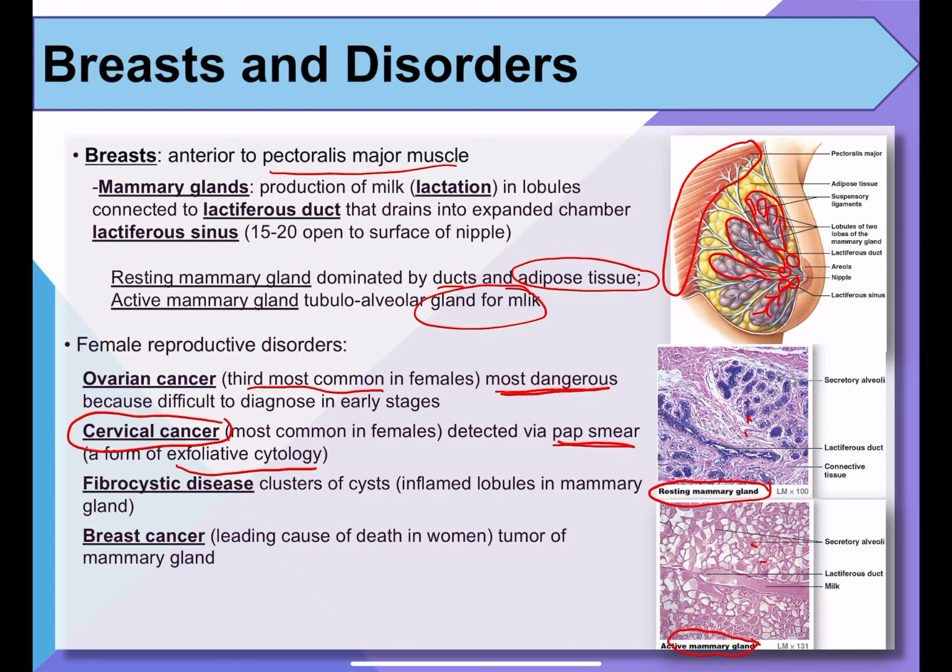Fibrocystic disease is a cluster of cysts within the mammary gland that can become inflamed. And then breast cancer, of course, is the leading cause of death in women. By statistics, 1 in every 3 women will get breast cancer sometime in their life. And of course, breast cancer is where a tumor starts to form within the mammary gland itself.